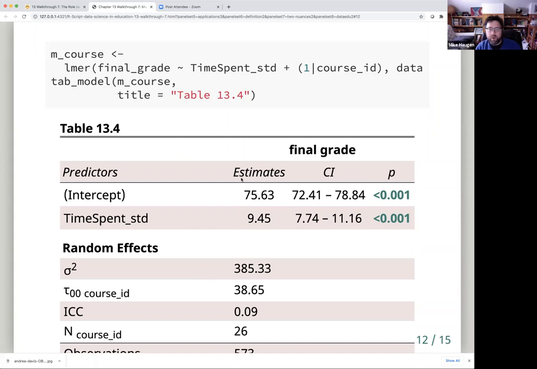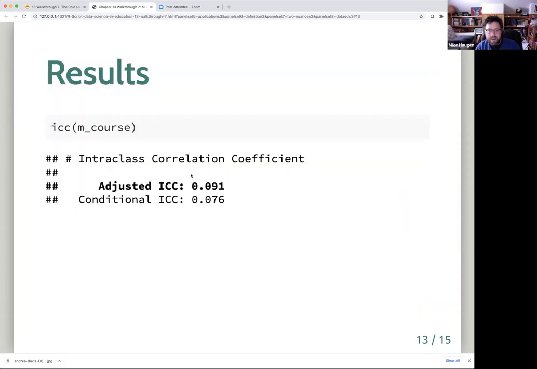So we see some information we've seen before, the overall effects, and we see the ICC here as 0.09. Then there's another function where we can see the adjusted ICC, which again is 0.09. So the book says that 0.09 means 9.1% of the variability in the percentage of points students earned can be explained simply by knowing what class they're in.